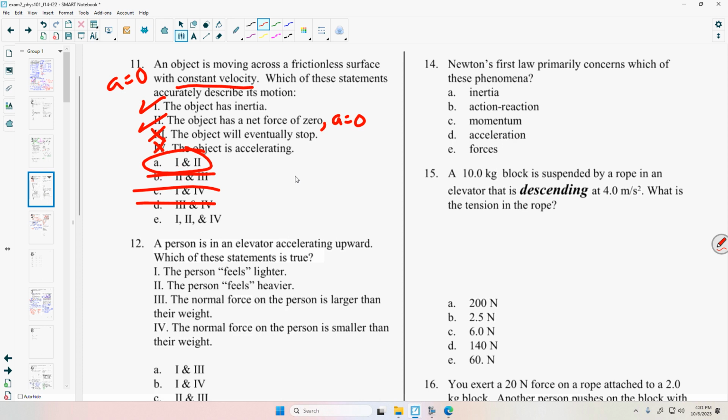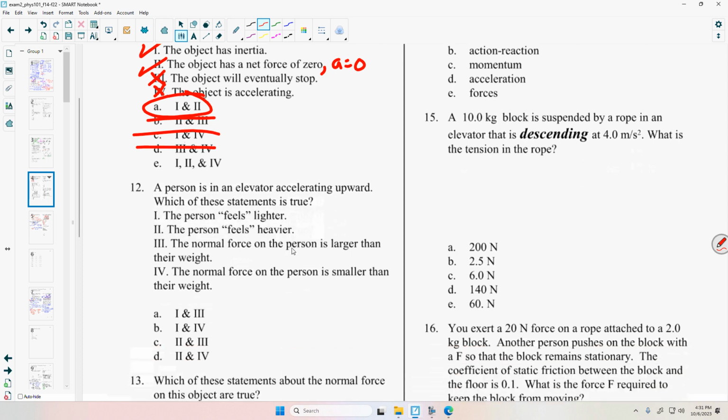Like I said, as you go through each statement, ask yourself, is it true? And then look at the options, just like I do, and begin to remove those that are not obviously true, or that are not allowed. A person is accelerating upward. The person feels lighter. True or not true? False, right. Not true. In fact, the person feels heavier.